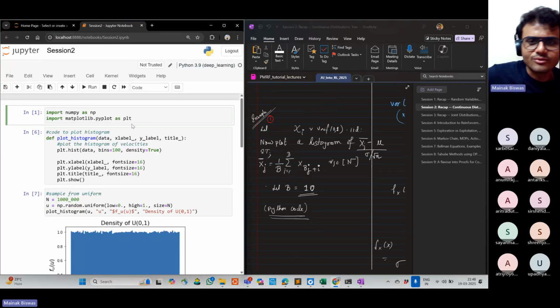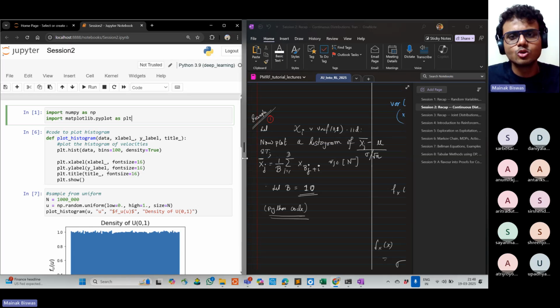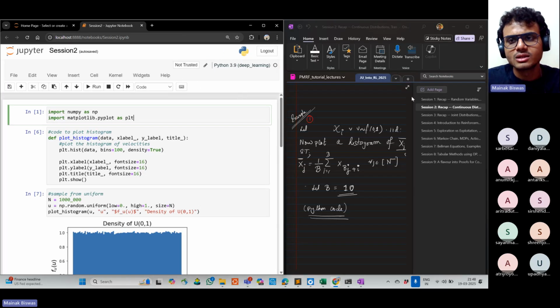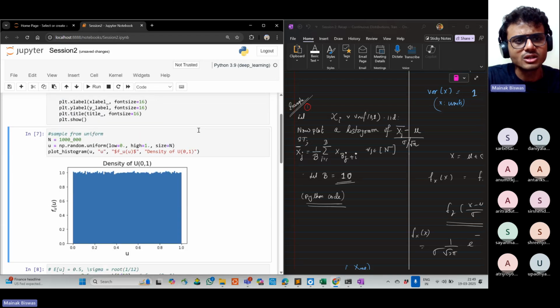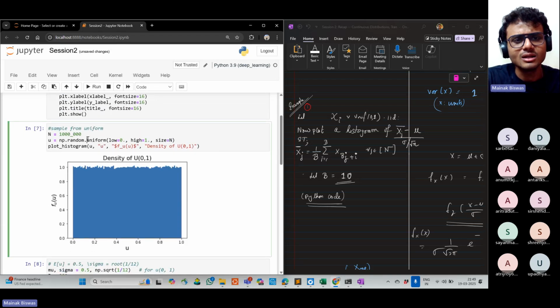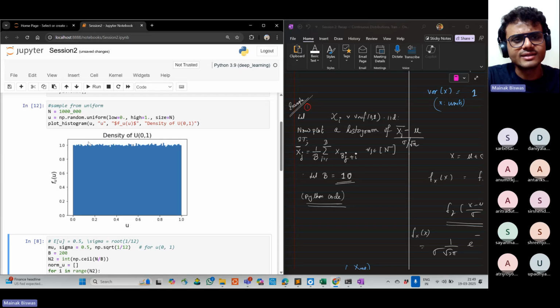It will be a bit of acquaintance with Python, and it will help you a lot. NumPy is a package that helps you do all these calculations easily. I will load the plotting library and the histogram function. So say I sample 10 lakh points, 1,000,000 points, from this uniform 0, 1 distribution.